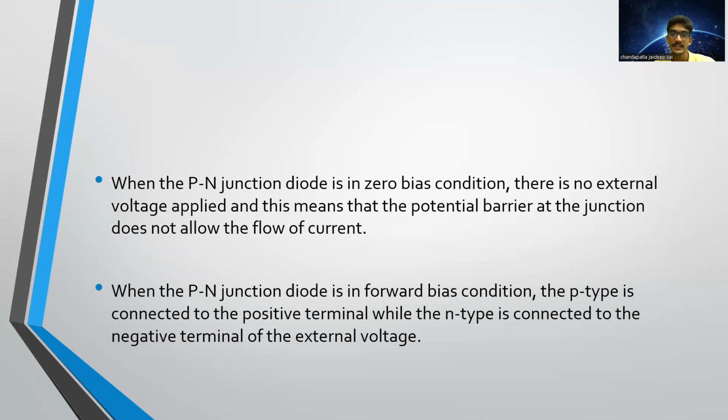When the PN junction is in the forward bias condition, the P type is connected to the positive terminal while the N type is connected to the negative terminal of the external voltage. So in the forward bias, the P side of the PN junction is connected to the positive terminal of the battery, and N type is connected to the negative terminal of the external voltage.